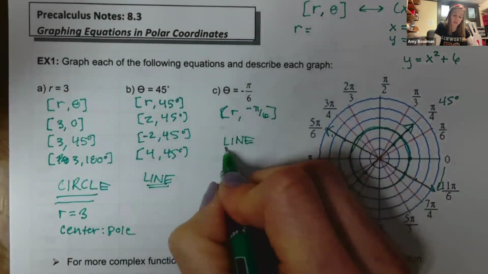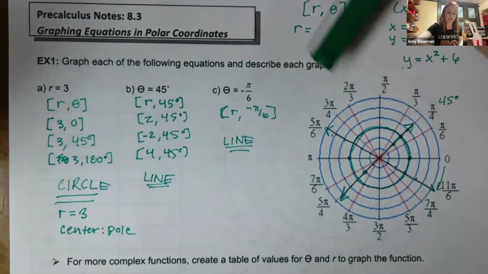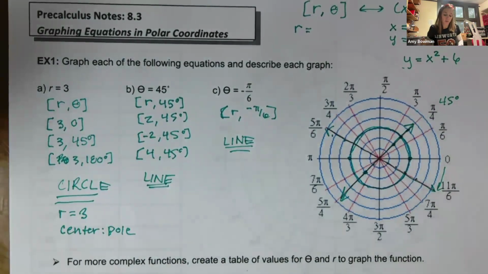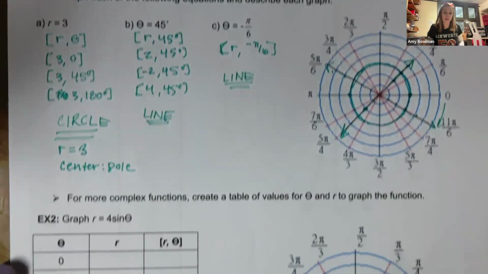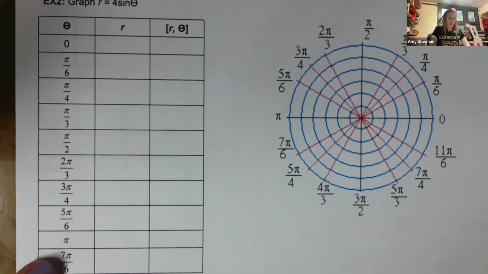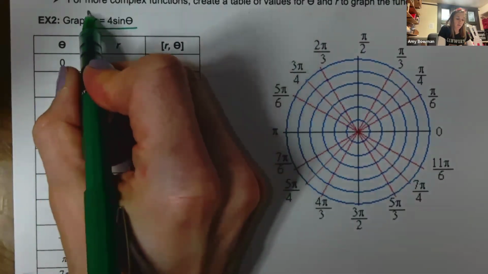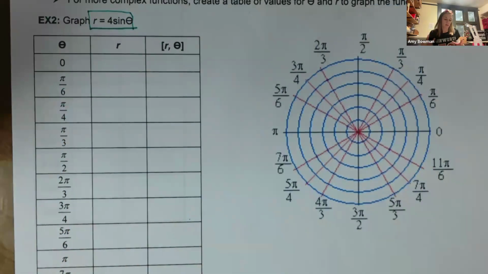So far you haven't seen anything that is unrecognizable. Circles and lines are things we're used to already. Let's see what type of graphs are produced by a little more involved polar equations. Okay, so if we come down here to example 2, we've got r equals. Again, most of our polar graphs are going to be in the form of r equals something depending on theta.